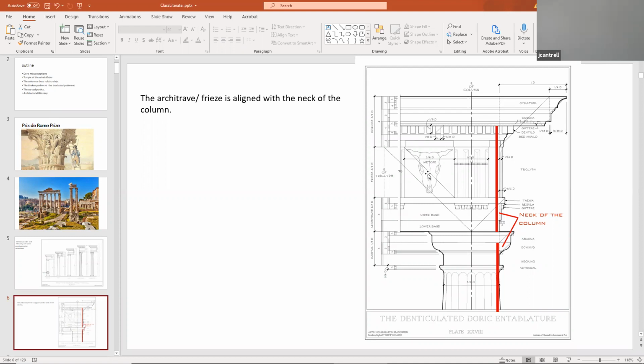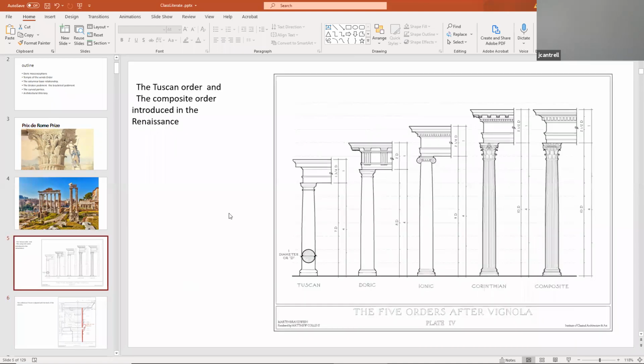We'll talk about the Temple of the Winds in just a little bit. So if you look at all these orders, you can clearly see that the entire entablature, which houses the architrave, the frieze, and the cornice, is always aligned with the neck of the columns. Remember that. And when you're sketching, when you're observing classical orders, this is how it is properly done.